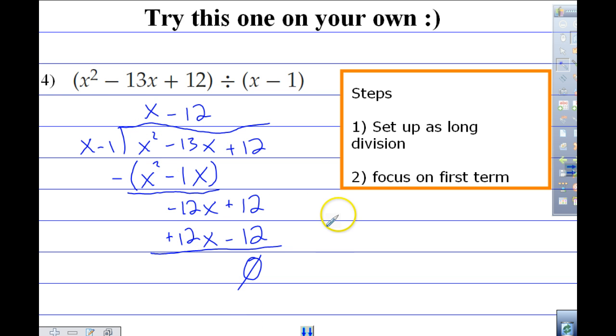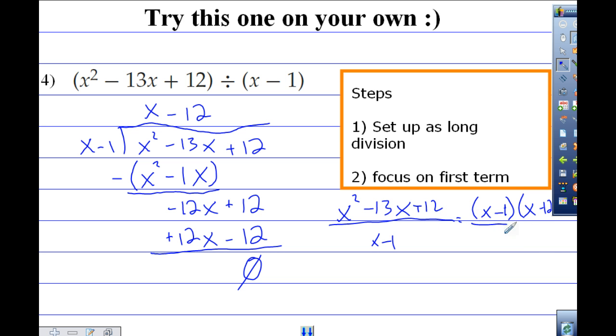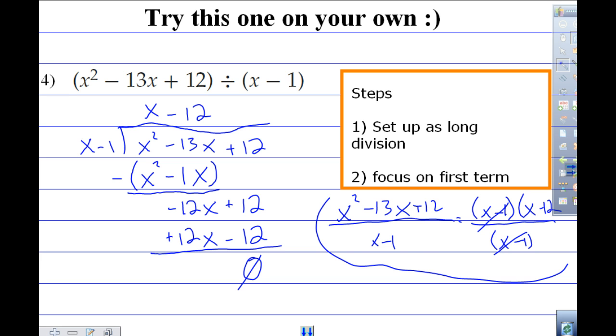And again, what does this prove? It just means that x squared minus 13x plus 12 divided by x minus 1 is the same as, well, this is x minus 1 times our answer, x minus 12, all divided by x minus 1, so of course our answer was x minus 12. So let's kick this up now to something above a quadratic where we're not going to be able to do this. This is just a luxury in the beginning.